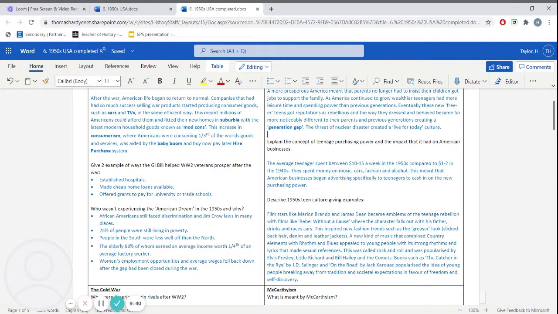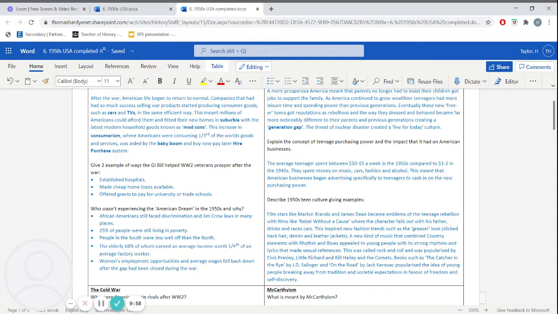So I've put, the average teenager spent between $10 and $15 a week in the 1950s compared to just $1 and $2 in the 1940s. So they had a lot more independent spending ability than they had before because of those things we talked about with a more prosperous America.